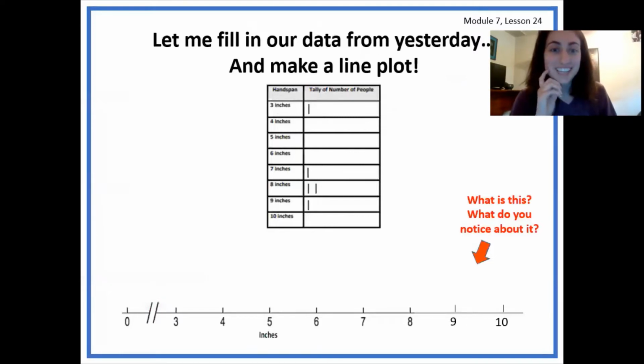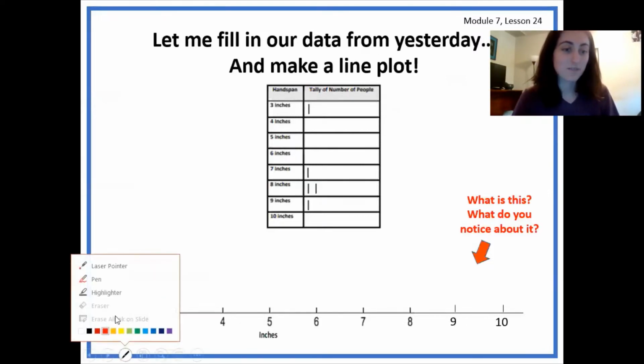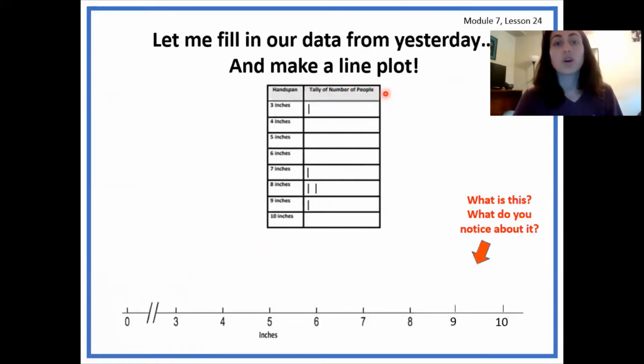The data that we had yesterday, let me show you here. Do you remember what this is called? It's called a table, a data table. There are lots of different ways you could call it, but it shows the hand span of all of the people that I'm staying with and the tallies next to each one. So I have one person or animal that had 3 inches of a hand span, one person with 7 inches, 2 people with 8 inches, and 1 person with 9 inches.